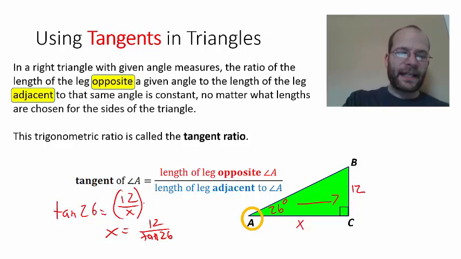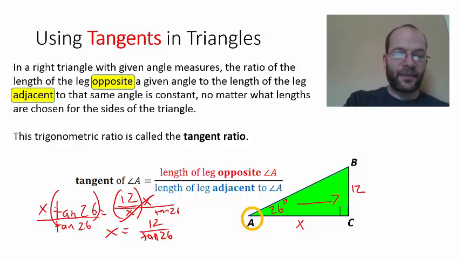Multiply both sides by x. Put parentheses here to keep that all straight. The x cancels. We have x tangent of 26 equals 12. Now we're going to divide both sides by the tangent of 26. And we end up with 12. This cancels. X equals 12 divided by the tangent of 26. We get the same thing either way.